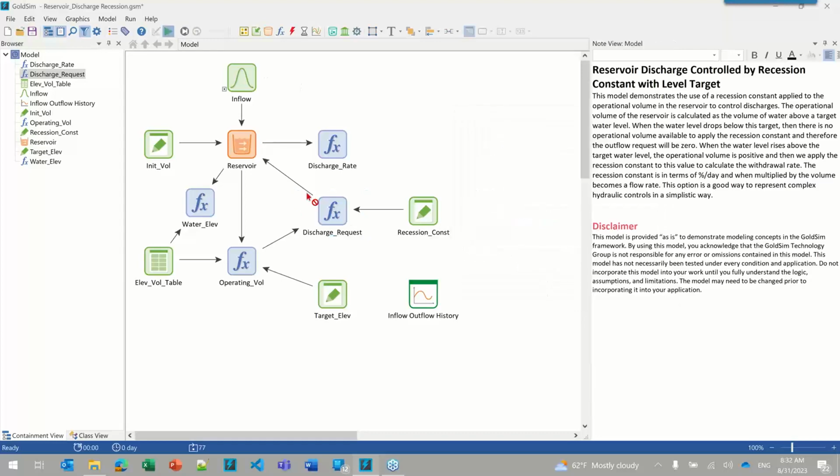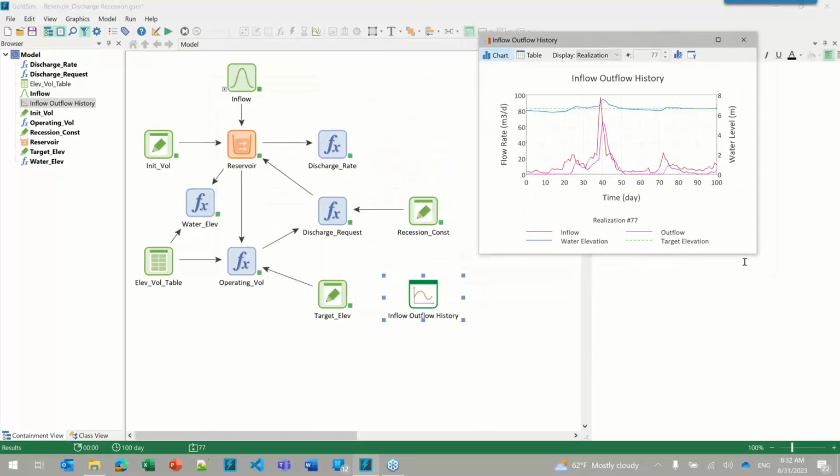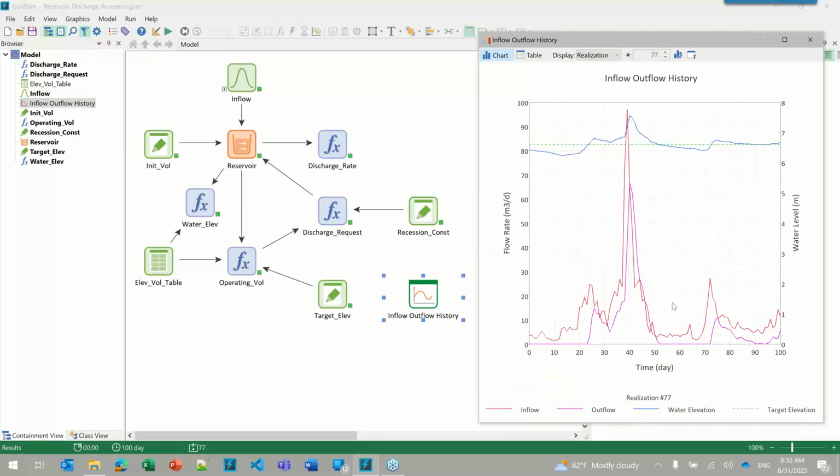And so now when we run this, it is a much simpler method than the rating curve because it just requires one recession constant. So a very simplistic way to look at things. And as you can see, our discharge does increase rapidly as our volume increases above the target. But it is volume based, and it may or may not be sufficient in representing the spillway or flood controls that you might have on your facility, but definitely something worth looking into for simplicity.